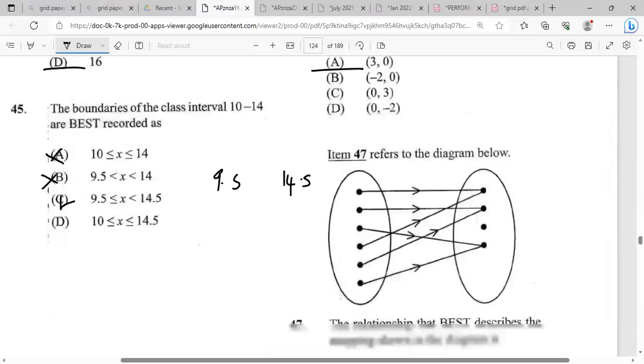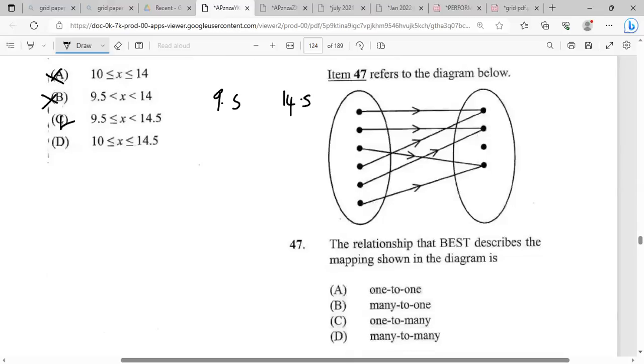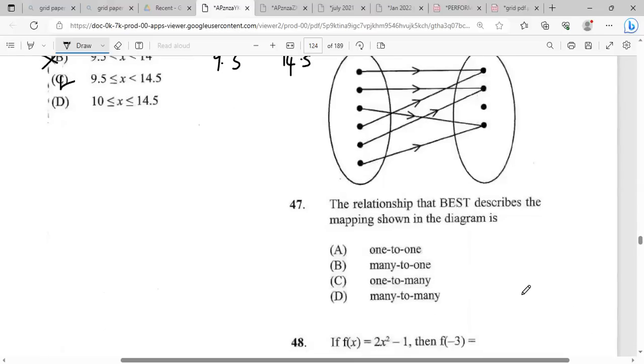Item 47 refers to the diagram below. The relationship best described by the mapping shown is 1 to many.